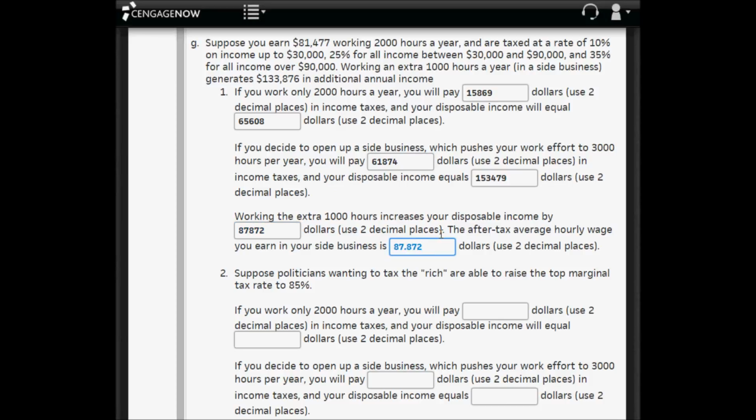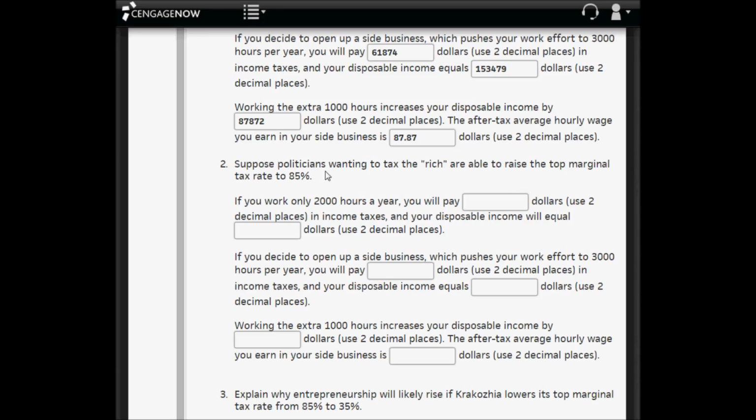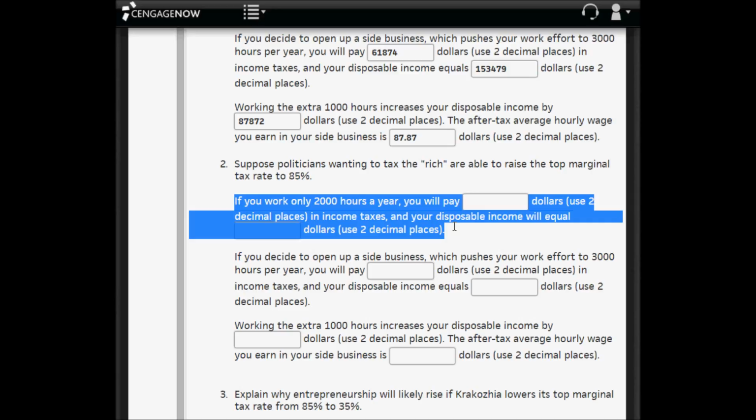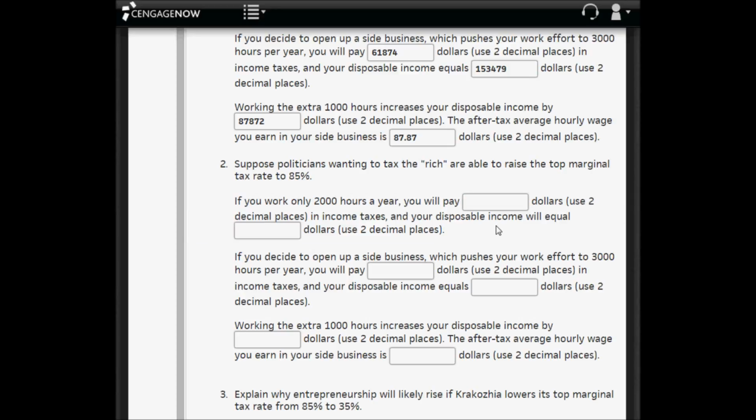You get $87.87 per hour for that effort after tax. Suppose politicians wanting to tax the rich are able to raise the top marginal tax rate to 85%. There's no difference in this problem here because we didn't make earnings in scenario A that were more than $90,000. But it does affect these numbers down here.